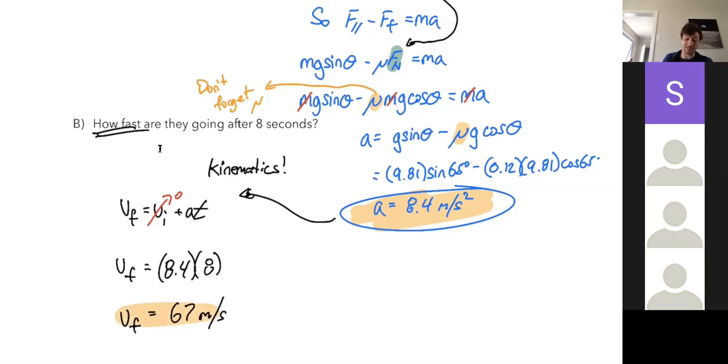I mean, that is a pretty steep slope, 67 meters per second. That's really, really fast. That's extremely fast. That is what, 67 times 3.6? That's 240 kilometers an hour.